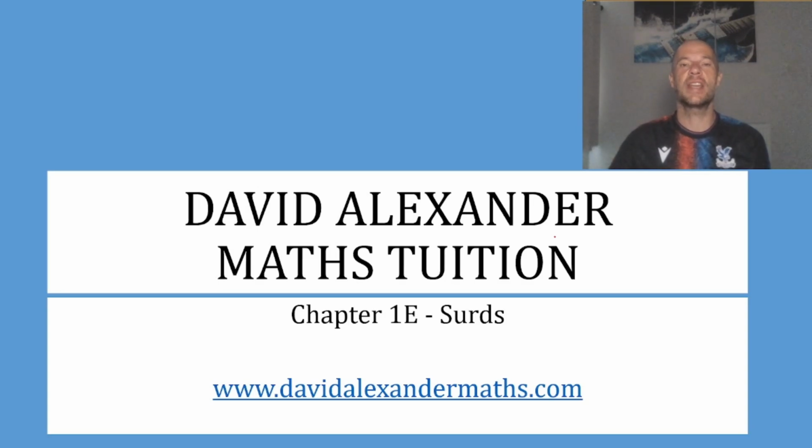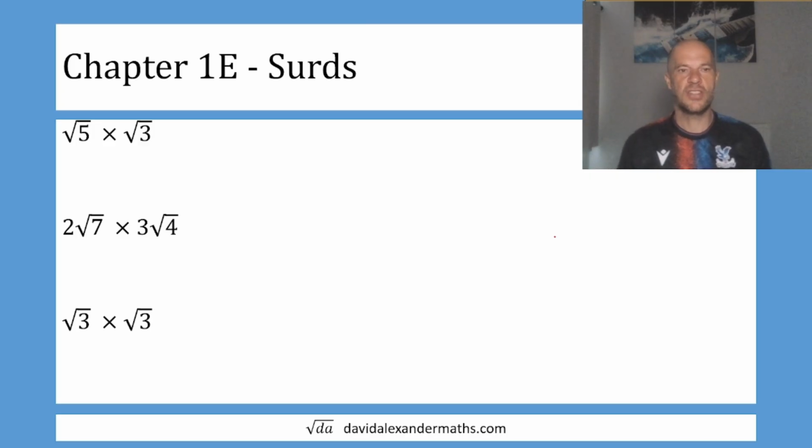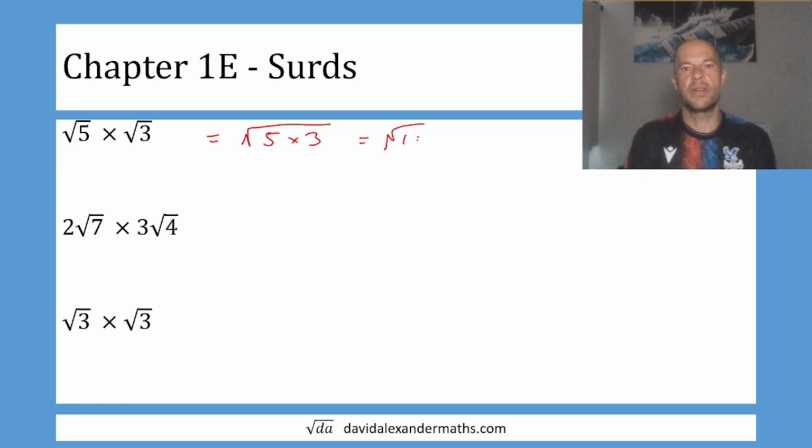This is Chapter 1E on Surds. So again, this is a topic you would have done at GCSE. So here are some of the rules. You need to remember that root 5 times root 3 is the same as the square root of 5 times 3. So that is root 15.